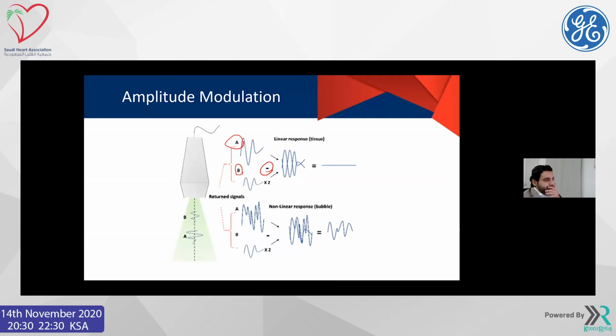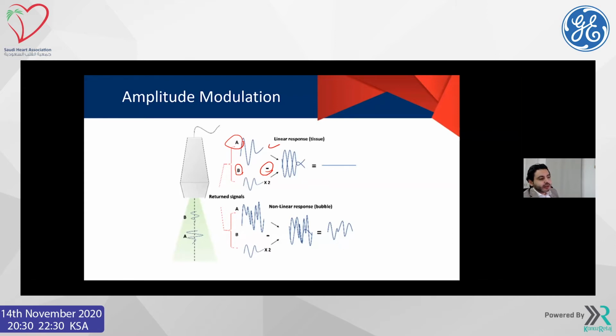Why? I will tell you why. Now, the contrast will respond non-linearly to A. However, because B is very weak, it's half of the very low mechanical index, so it will respond linearly to that.